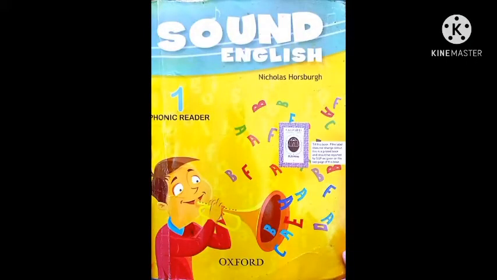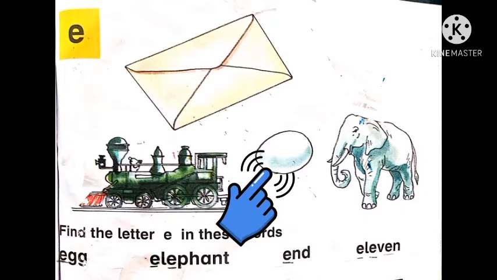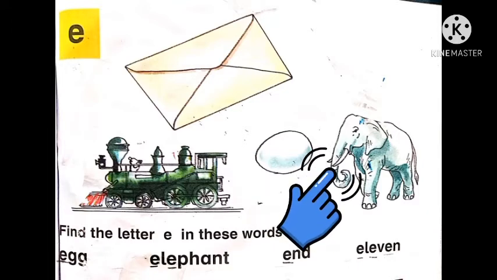Is it clear? Dear kids, now take out your sound English book, and today we have to recognize letter E. E. You have to learn this half page in first 5 days. E, envelope, E, engine, E, egg, E, elephant.